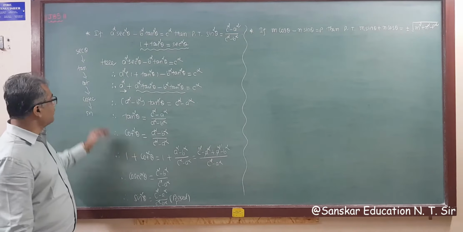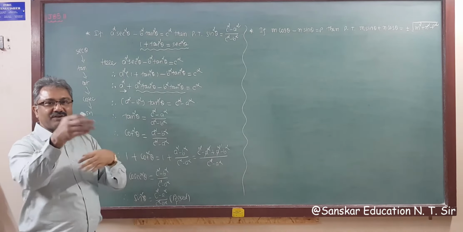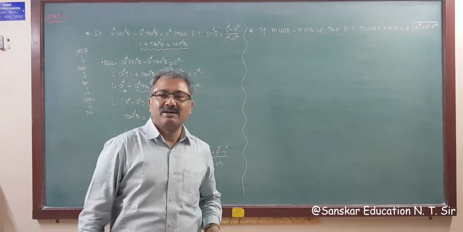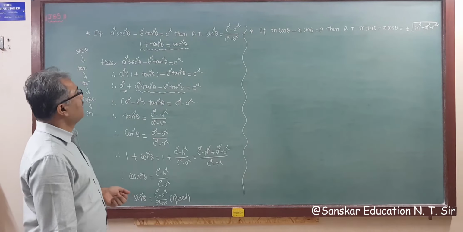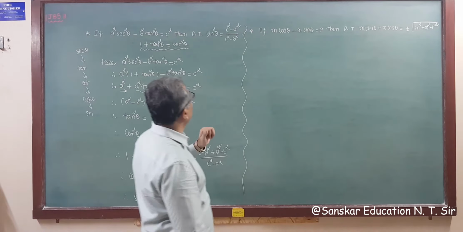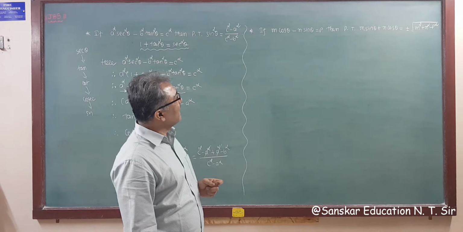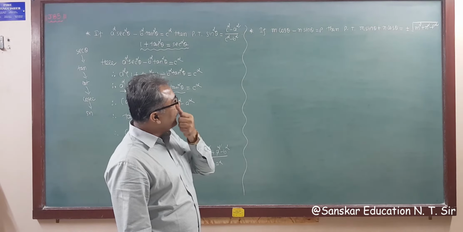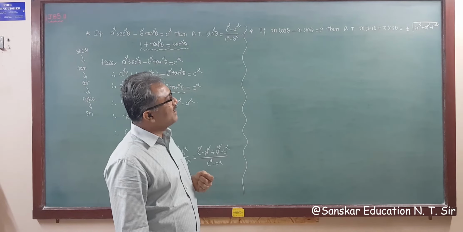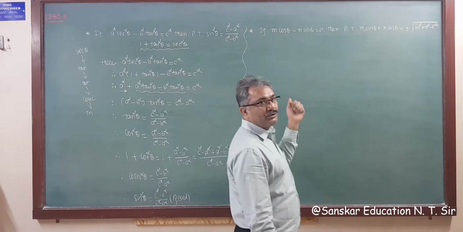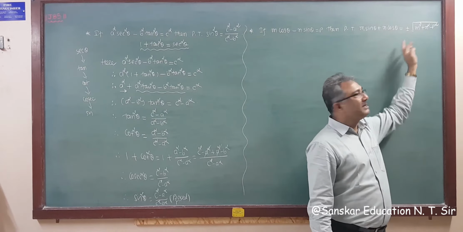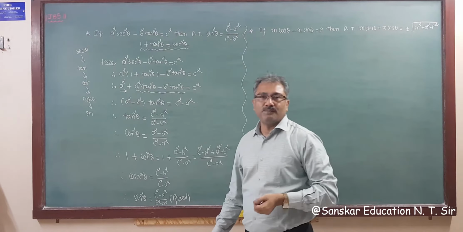Got it? So it's a nice question to convert one function to another function and then to the next function, right? Now this is given: m cos theta minus n sin theta is equal to p. Then prove that m sin theta plus n cos theta is equal to plus or minus under root m square plus n square minus p square. That we have to prove.